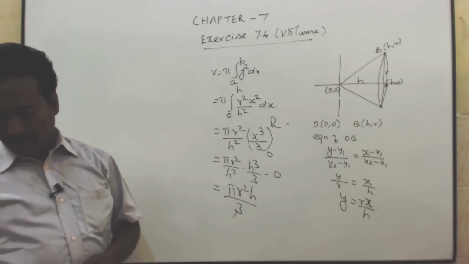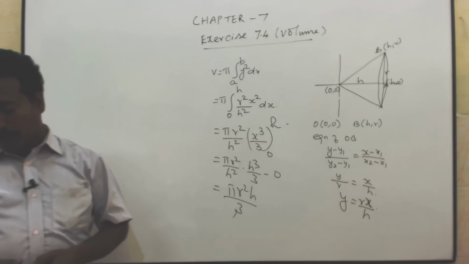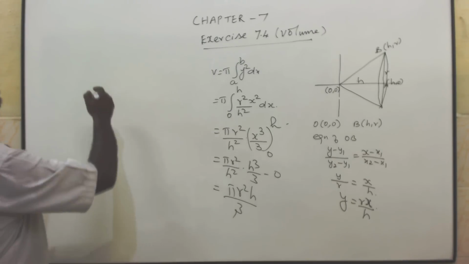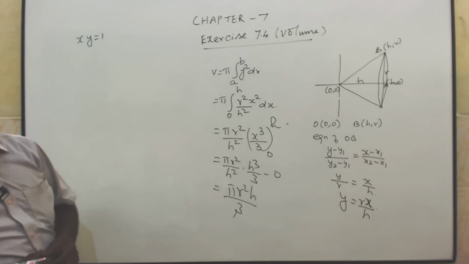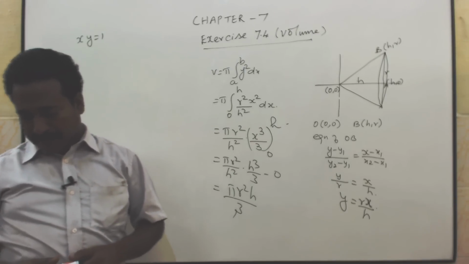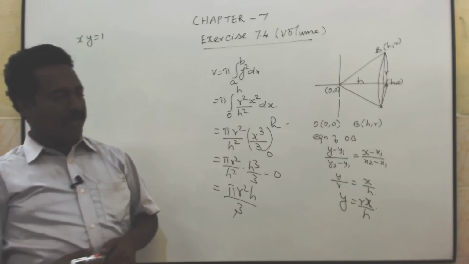The last problem: the area of the region bounded by the curve xy equal to 1, the x-axis, and x is equal to 1. Find the volume of the solid.